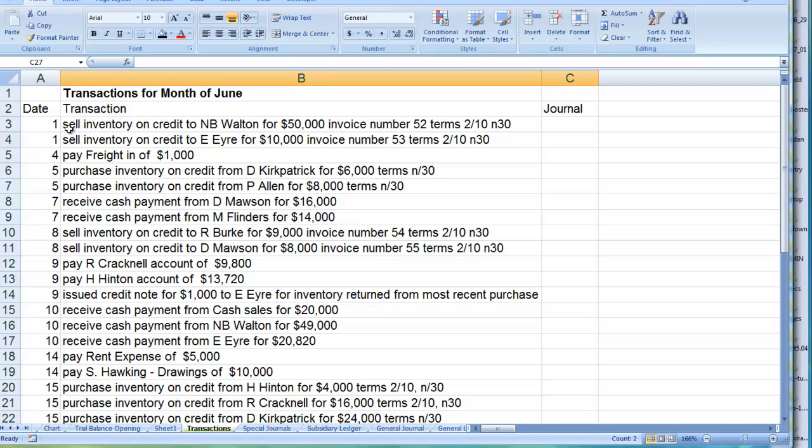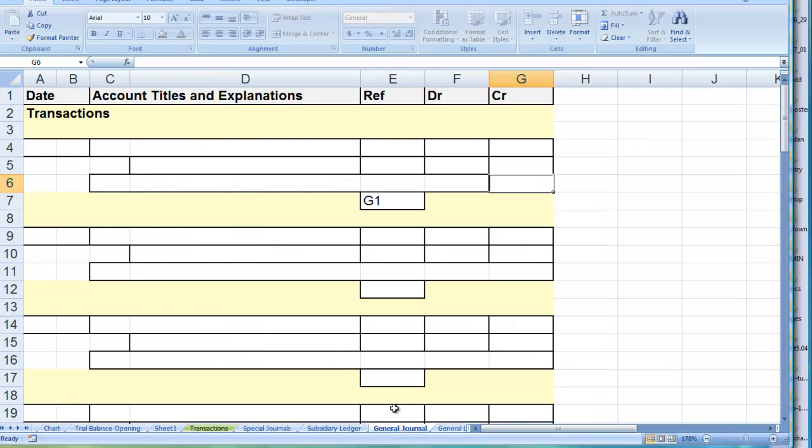So let's look at what needs to happen if we sell inventory on credit. We've got an example here: sell inventory on credit to NB Walton for $50,000. So what do we need to do? Well, we're presuming we don't have special journals. We only have general journals. A sale on credit would be this. Let's say it is June 1st.